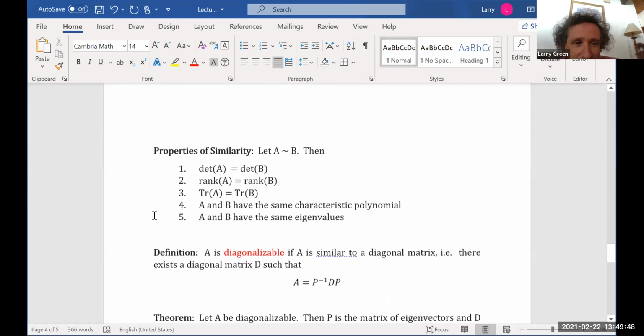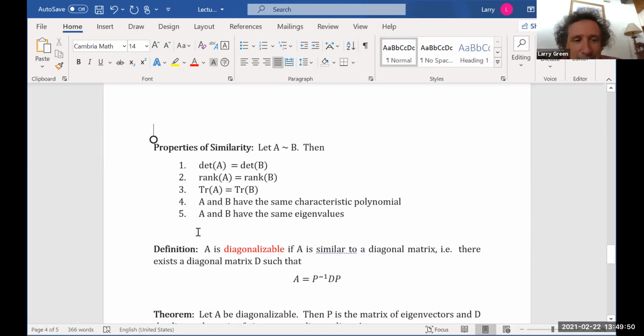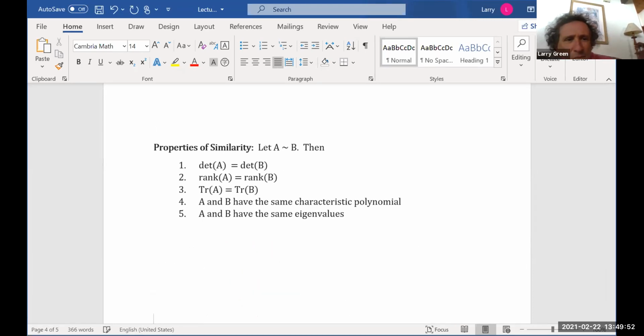So now let's go to properties of similarity. Let's suppose A is similar to B. Then the determinant of A equals the determinant of B. Why must that be true? I think I'll prove that one because it's worth it.